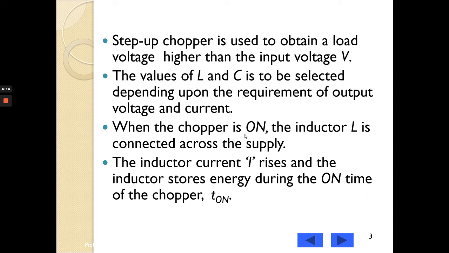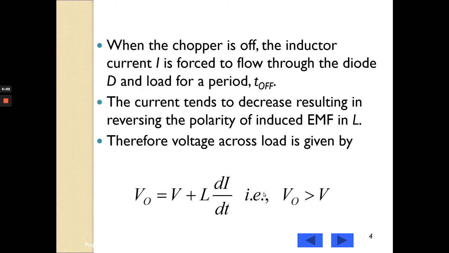When the chopper is on, the inductor L is connected across the supply and the inductor current I rises, and the inductor stores energy during the on time of the chopper, that is T on. When the chopper is off, the inductor current I is forced to flow through the diode D and load for a period of T off.